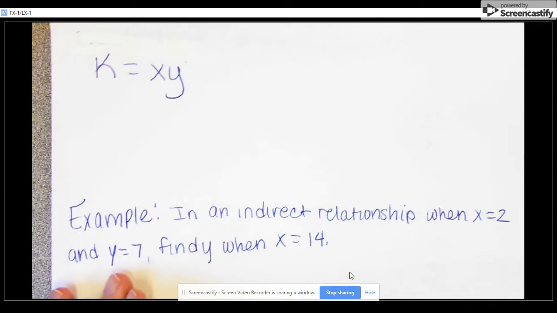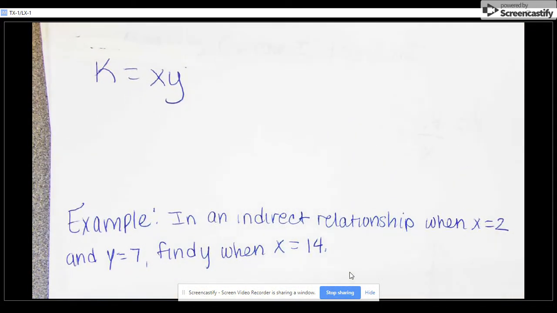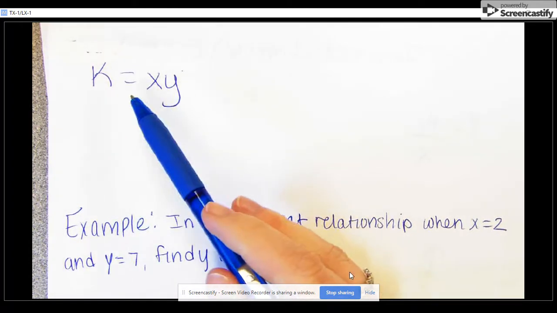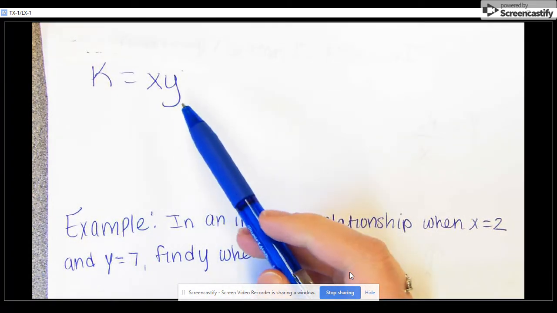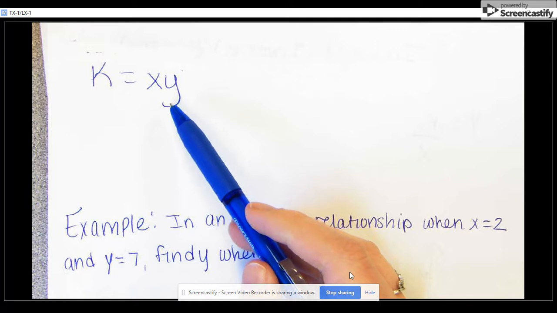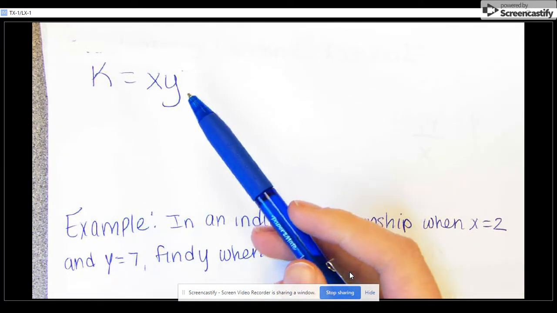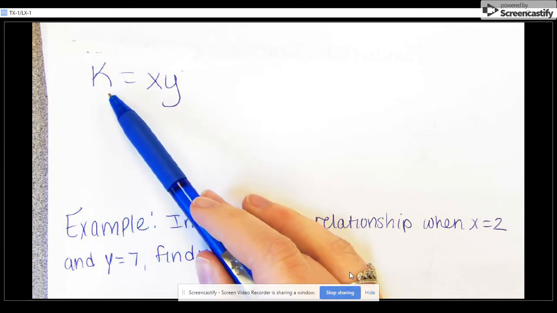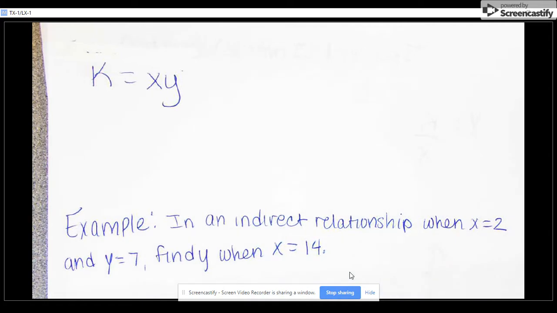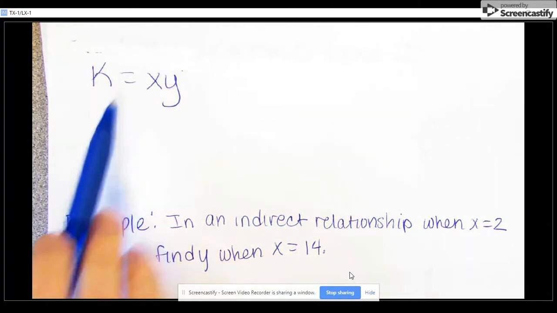Just like for direct variation, there is an equation in order to get k. k equals xy, with x and y being multiplied together, is an equation to find the constant. However, I'm going to show you in a different way. If you want to use this, you may.